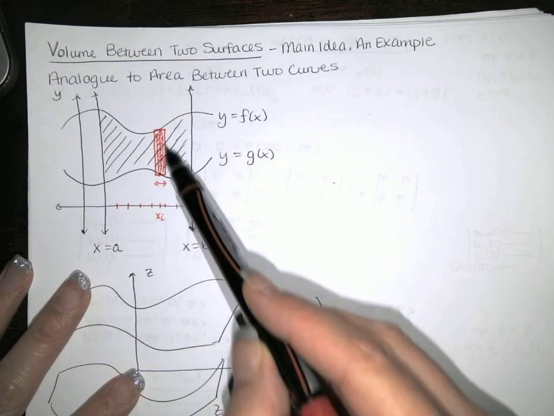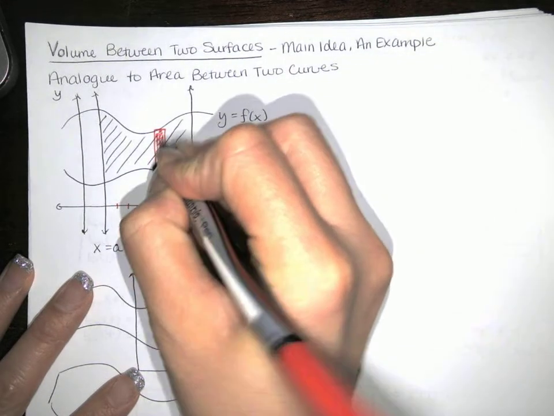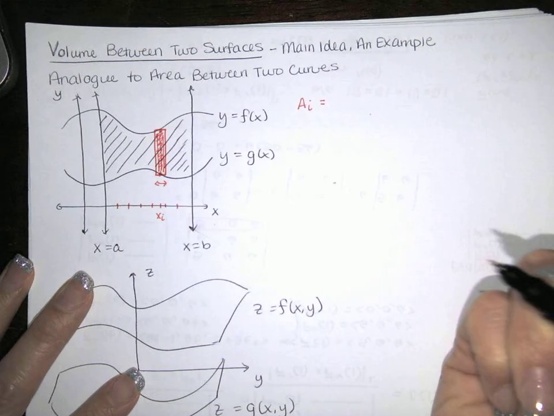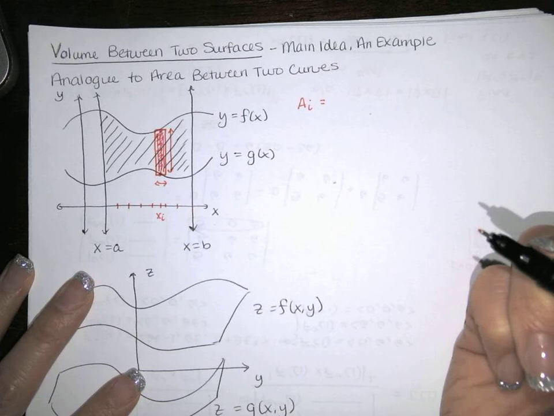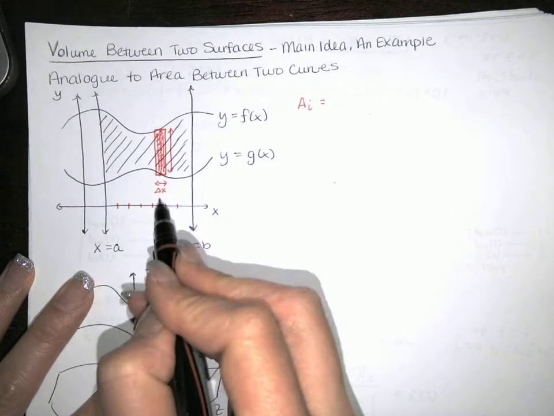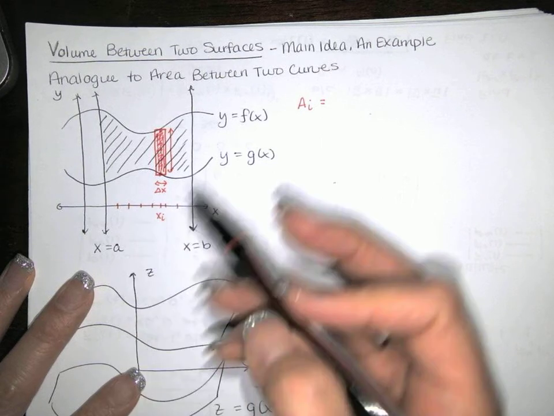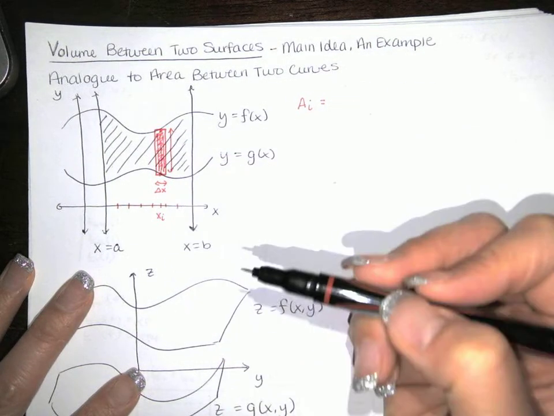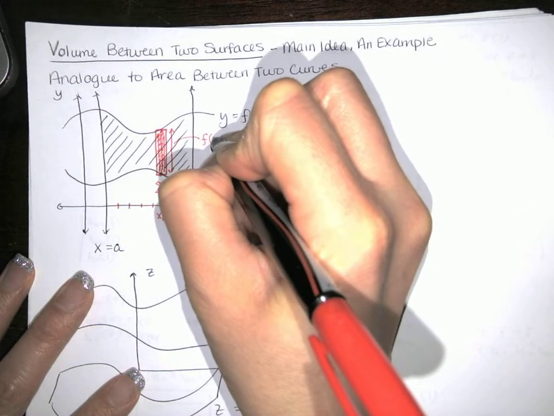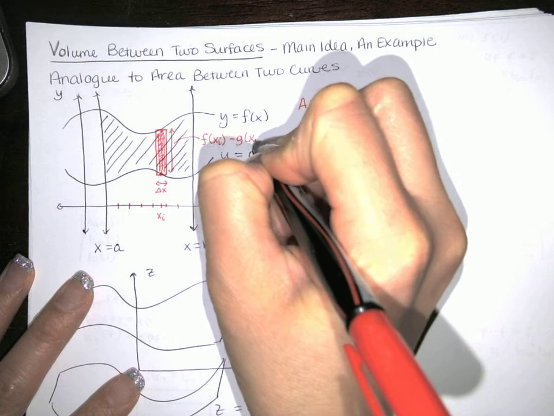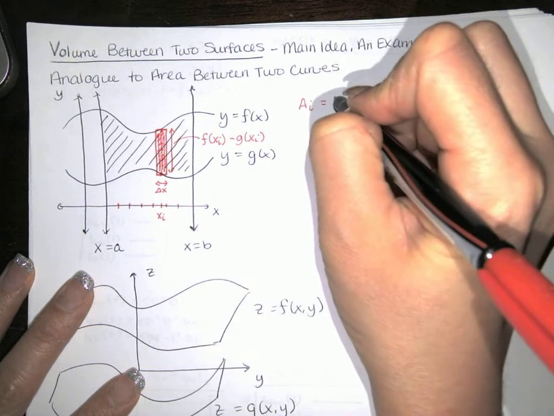So it all came down to being able to find the area of this one rectangle. And of course we know if this is the ith rectangle, I'll call the area of the ith rectangle A sub i. We know the area of a rectangle is just length times width. The width of this rectangle is a tiny distance in the x direction, so we call that delta x. And then this is just the difference between the two y values. So this is the top y value minus the bottom y value, or f of x sub i minus g of x sub i. So when I'm trying to find the area, I do length times width, and I get this.